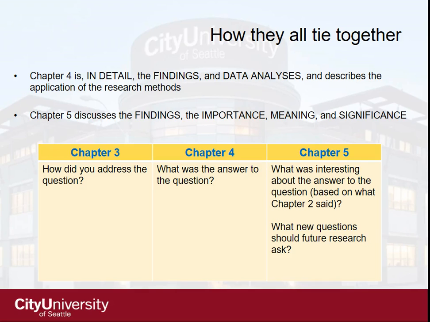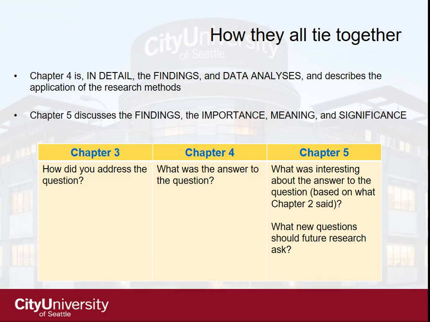So here, chapters 4 and 5, remember that chapter 4 is in detail the findings, just the findings and the analysis. So not necessarily a full analysis or discussion, but we'll talk about what that looks like. And chapter 5 talks about the findings, the importance, and meaning and significance. So chapter 5 is the discussion about chapter 4.